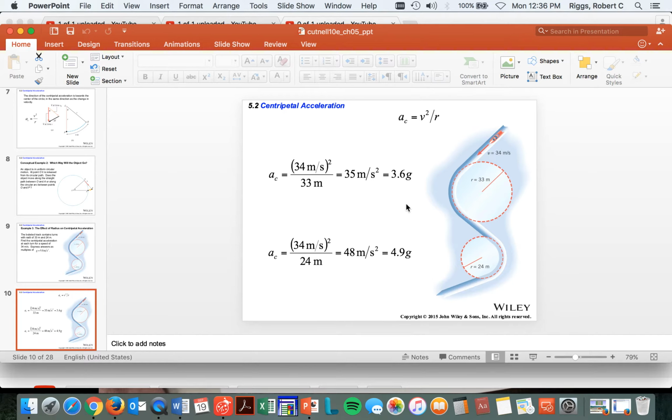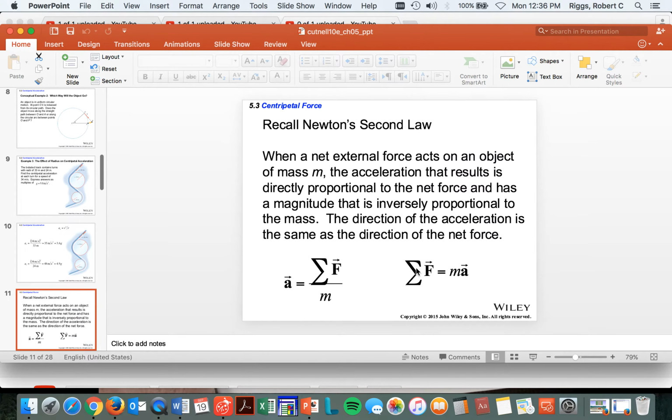1G is 9.8 meters per second squared. 2G is 19.6 meters per second squared. Look at this, 4.9 G's. As the turn gets tighter, that centripetal acceleration gets stronger because they're actually making that turn.